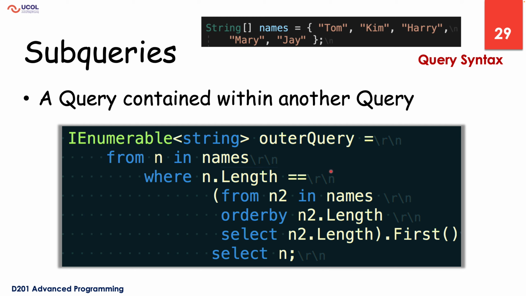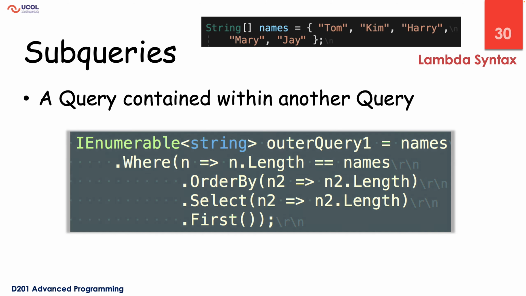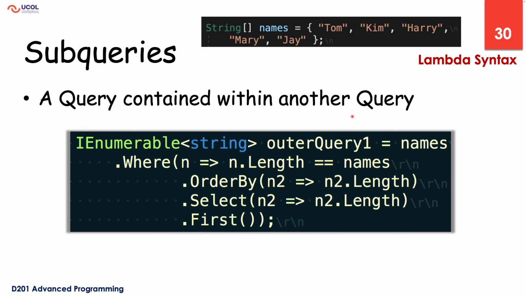So all the names which have the minimum length, that is 3, will be selected. In the simplest form, Tom, Kim and J will be selected, and Harry and Mary will not be selected. So we have a query within a query, and this is the outcome of this complete query. We can use the same thing with a lambda expression.